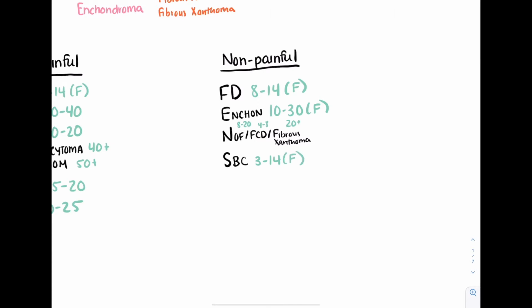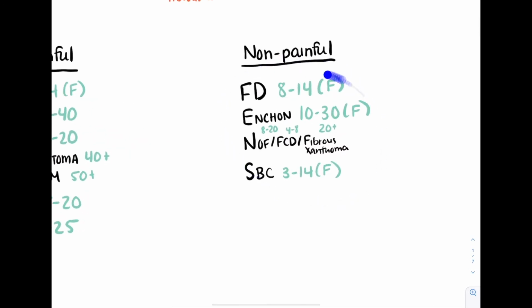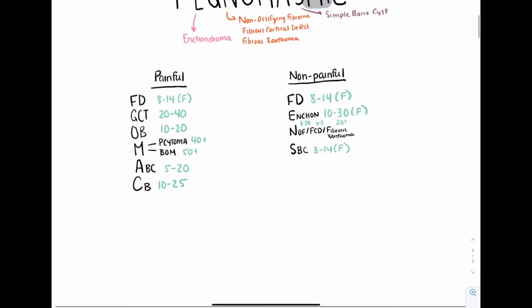So what we're noticing is that our forevers are our non-painful. So for a non-painful thing, age really doesn't matter. If you think about it, basically I've covered all the age groups with my non-painful. Fibrous dysplasia from 8 to forever. Enchondroma, 10 forever. Our NOF, FCD, and fibrous xanthoma cover the age range from 4 to forever. And then simple bone cysts, 3 forever. So for non-painful things, age doesn't matter as much. Where does age matter more? Painful stuff.